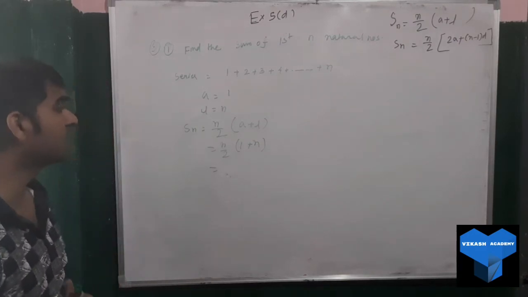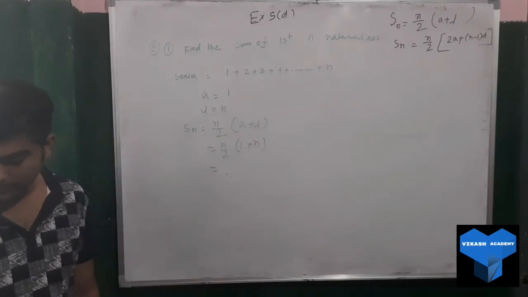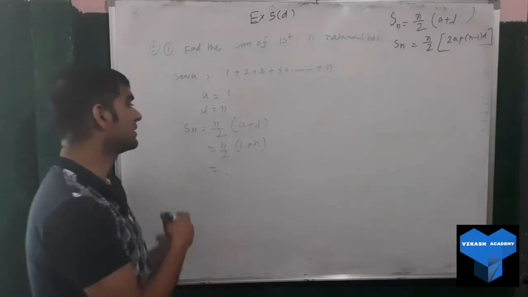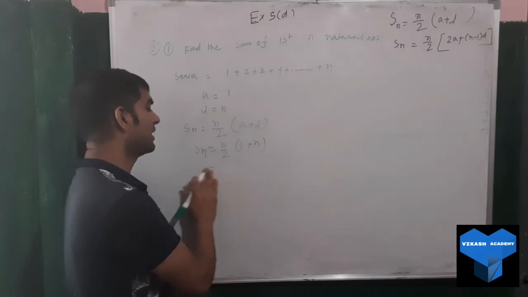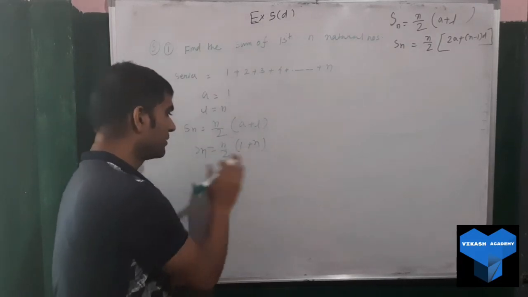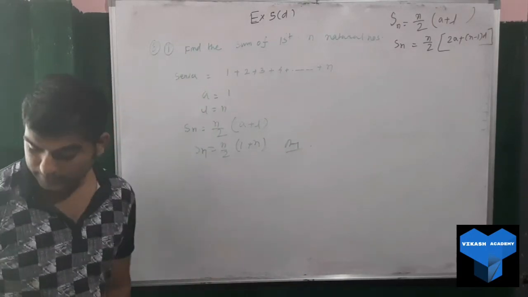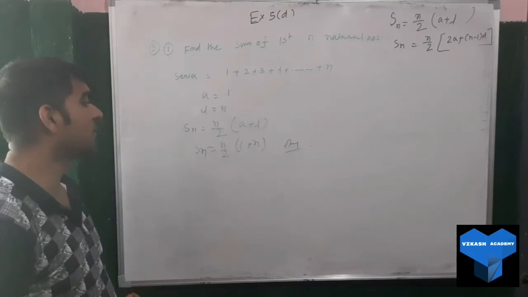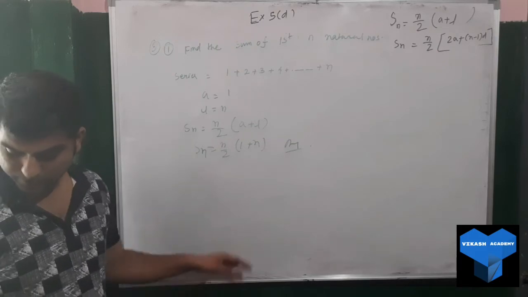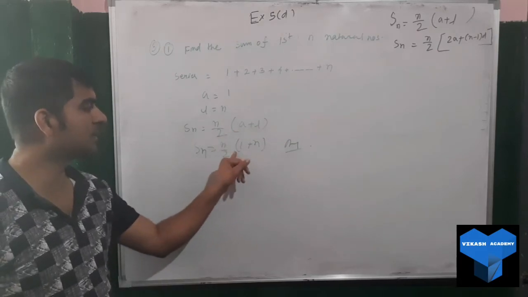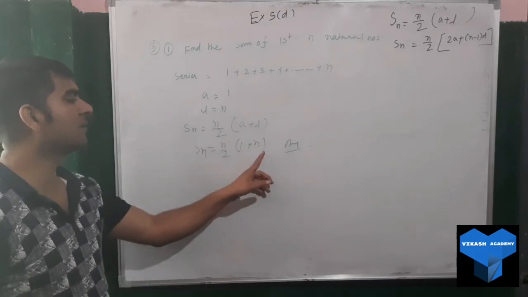But we need to find the S_n term, so it will be n by 2 (a plus l), or you can just write the S_n term will be n by 2 (1 plus n). The n value we don't know for the S_n term, so we will keep it here, and this will be our answer for the first one. Now S_n is n by 2 (a plus l), here a is 1, so we are putting 1, n plus 1 or 1 plus n, you can write any one. 1 plus n or n plus 1.